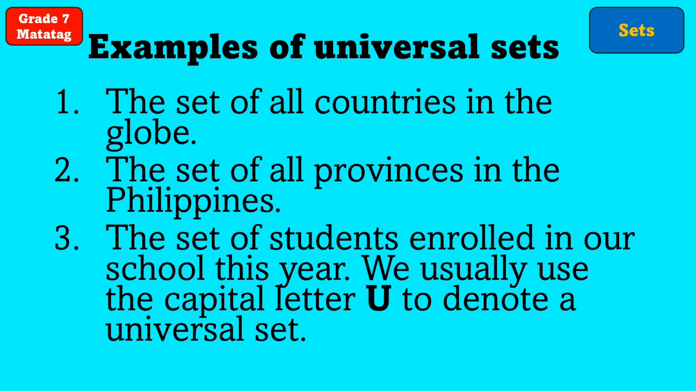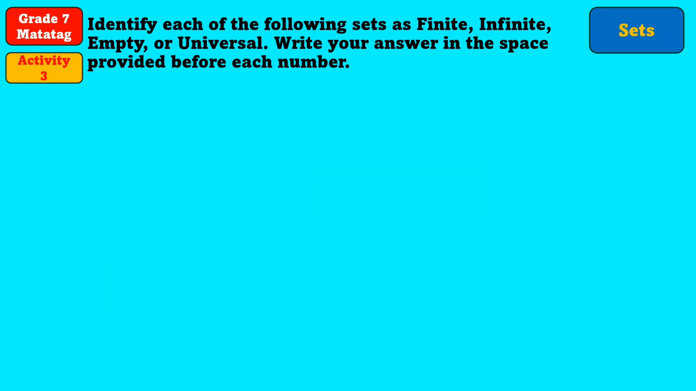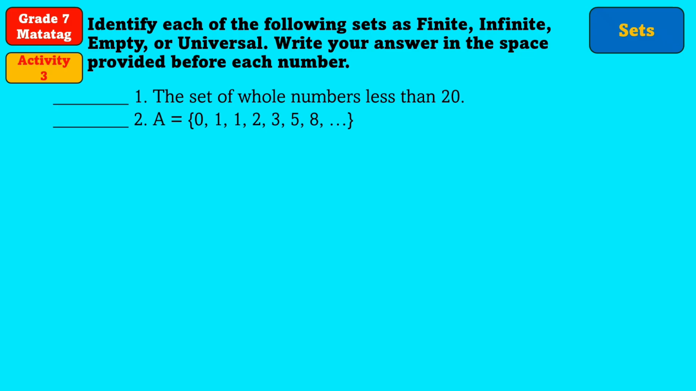Now let us answer activity 3. Grab your notebook and pen and identify each of the following sets as finite, infinite, empty, or universal. Let's have number 1, the set of whole numbers less than 20. Number 2, this set A has 0, 1, 1, 2, 3, 5, 8.